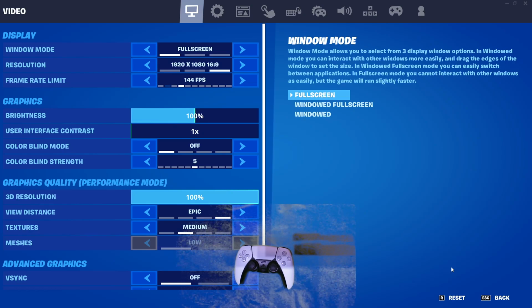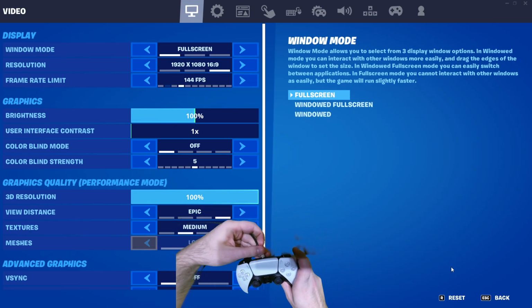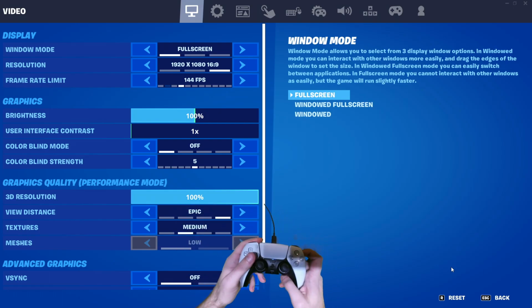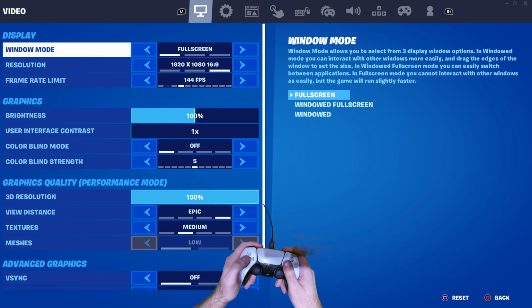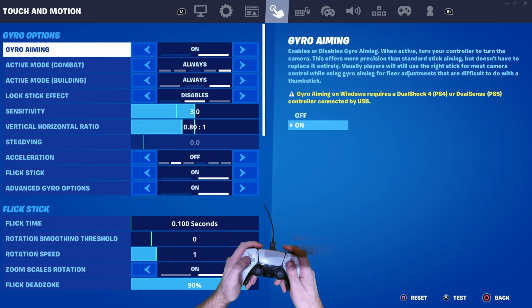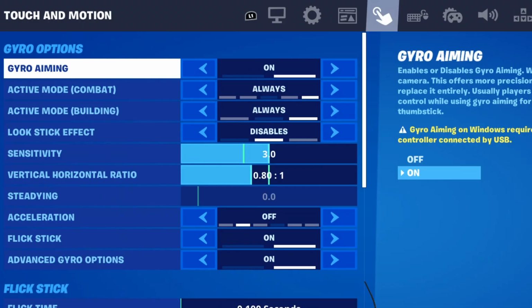So the first thing you're going to want to do if you're on PC is to plug in your controller. If you're playing on console, you're not going to need to worry about this, but if you're playing on PC, then it's important that you have a PlayStation controller plugged in at all times. Now, the gyro settings are currently located under Touch and Motion. Go ahead and turn it on and you can start messing with your settings.